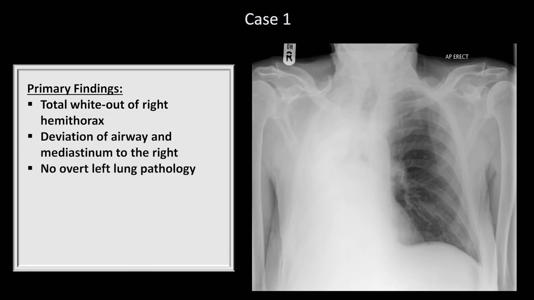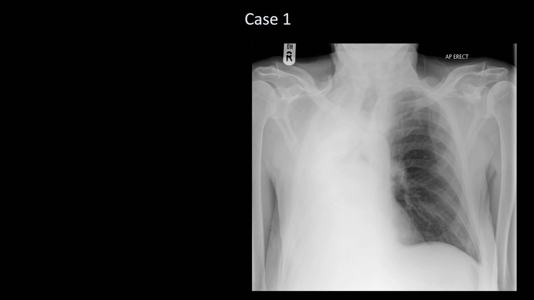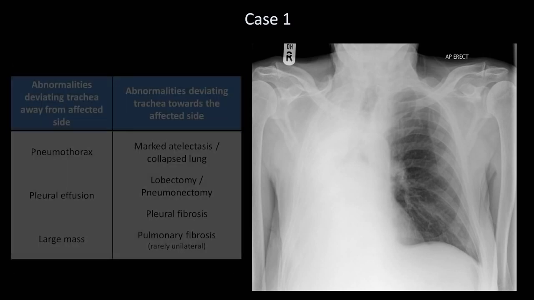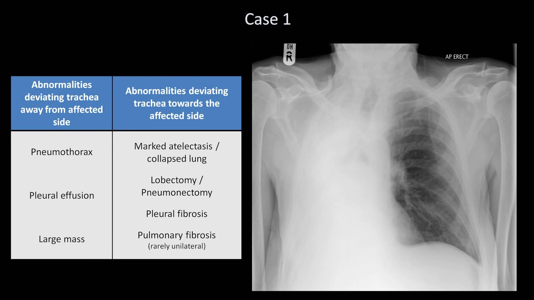What are some conditions that might cause this? If we pull up the differential diagnosis for tracheal shifts from lesson 4, we see that they are divided into those which cause the trachea to be deviated away from the abnormal side, and those which cause it to be deviated towards the abnormal side, as in this case. Since there is not any history provided of prior lung surgery, and neither pleural nor pulmonary fibrosis would cause a lung whiteout, right lung collapse is really the only possibility.